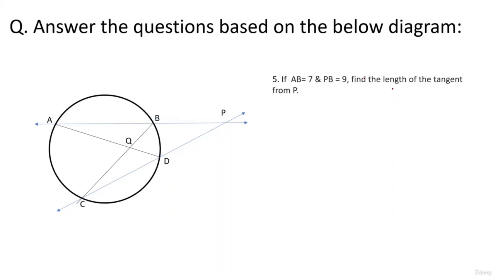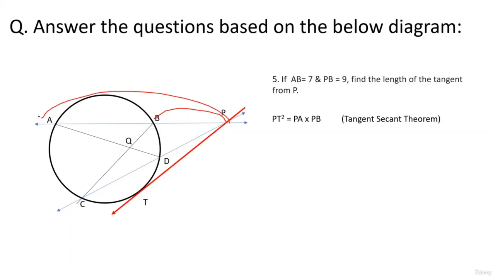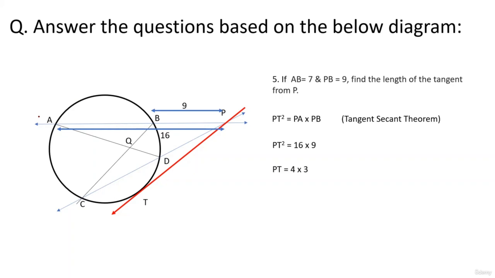If AB equals 7 and PB equals 9, find the length of the tangent from P. So we are supposed to find the length of PT, for that matter, any tangent from point P. Now in this case, we know that PT square will be PA into PB, right? So PT square will be this length PB and this length PA, right? So how much will PA be, guys? PA will be 7 plus 9, 16, right? And PB will be 9 as such, right? So PT square is 16 into 9. PT will be 4 into 3. PT is equal to 12.